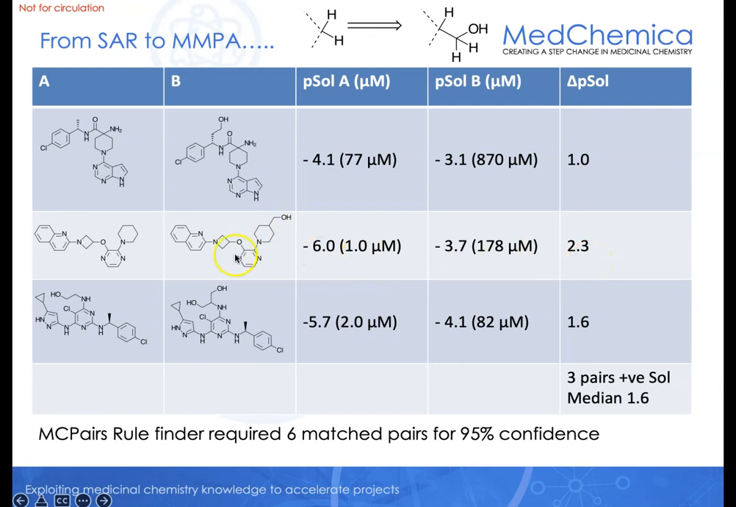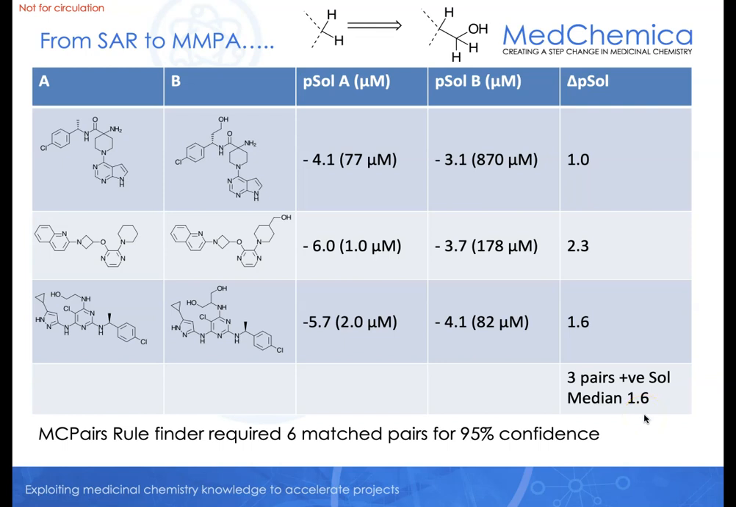And here is a third match pair. Again, it's a diverse scaffold, but the same difference of CH2OH. In this case, the measured solubility difference is 1.6 log units. So we have 3 match pairs where the change is CH2OH and it improves solubility. If we use this transformation on our current series, we can have high confidence that it's going to work. The median change is 1.6 log units. If we make a new compound with this transformation, it should have a significant improvement.